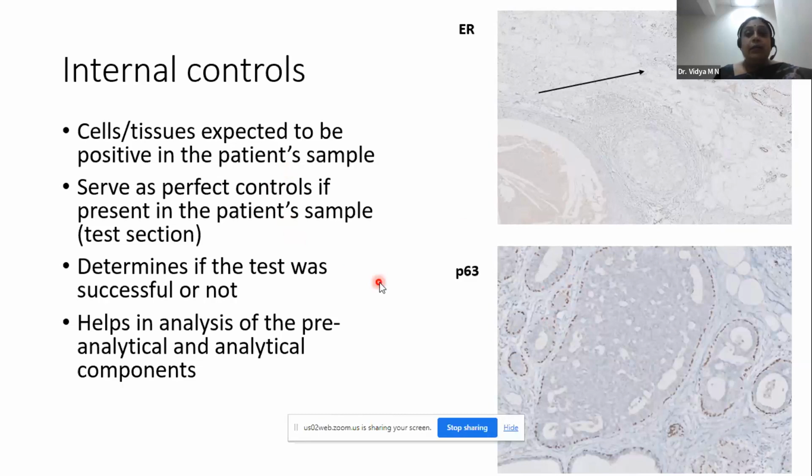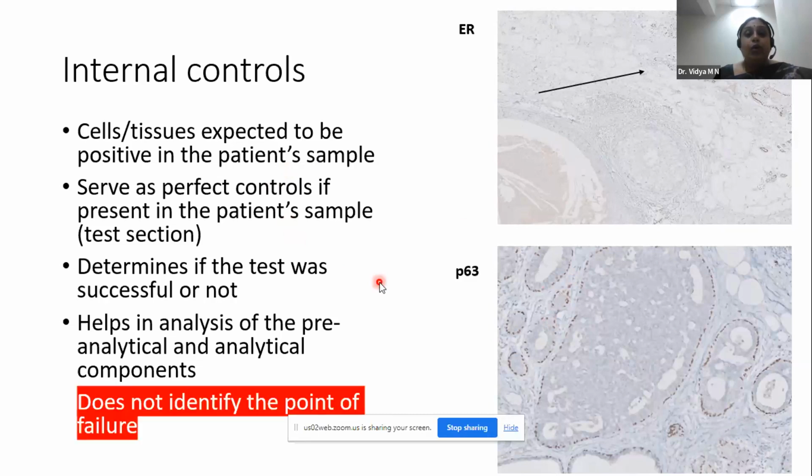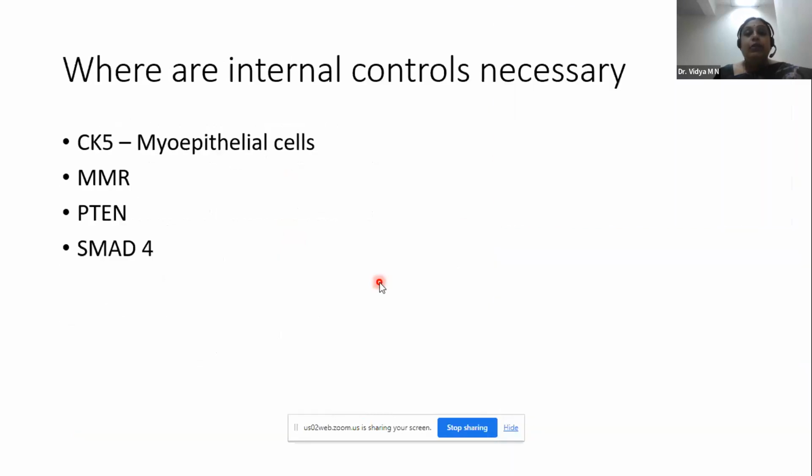But is internal control alone enough? Definitely not, because it does not identify the point of failure. So you need to know that internal control can be made necessary in a few instances. For example, in your MMR studies, you need to have tumor tissue along with your benign colonic mucosa, which is taken for your MMR testing on your colorectal cancers, so that in case there is absence of MLH1, it has to be still retained in your benign cells in the native tissue. So that is how you need to know that internal controls are necessary.